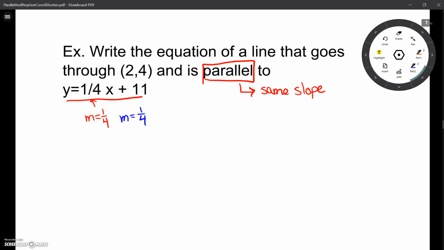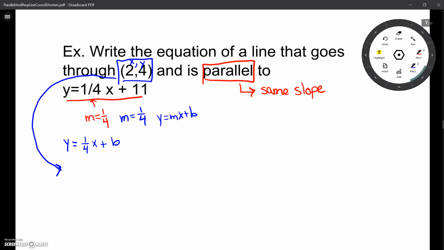Now that I know the slope of the new line, I'm going to use my formula y equals mx plus b, slope-intercept form. Substitute in that slope value. y is equal to a slope of 1/4, because I want it to be parallel, so it needs to be the same, x plus b. And remember, because it has to go through this point (2, 4), I need to figure out what that b value is. To figure out what that b value is, I'm going to substitute these values into the equation. 2 is my x, 4 is my y.